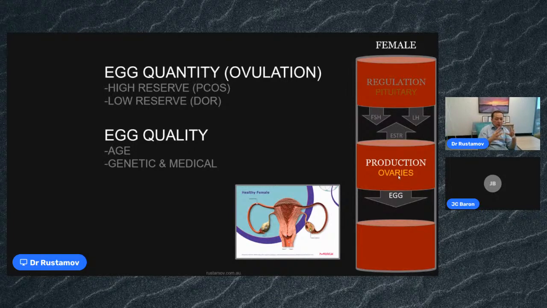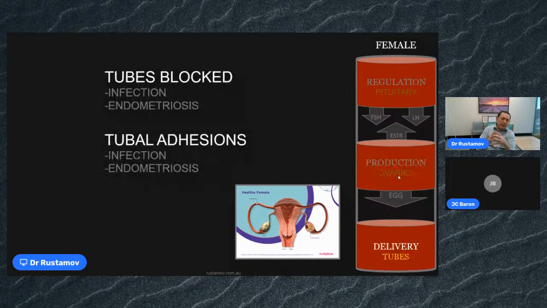In terms of quality of eggs, in this category, women can release the egg, but because of the qualitative issue in the eggs, they may not achieve fertilization, implantation, or pregnancy, or having a child. That's usually linked to age, like we discussed yesterday, and could be caused by medical or genetic conditions. Now we will cover the third level of this reproduction process, which is the delivery.